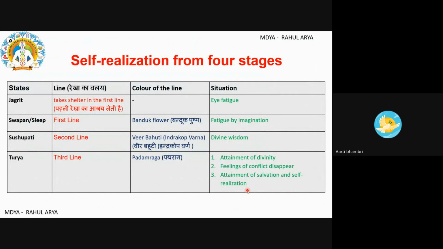And divine wisdom, the situation is divine wisdom, and the state is Turiya state. Third line, color is Padmarag, and the situation is attainment of divinity, feelings of conflict disappear, attainment of salvation and self realization.